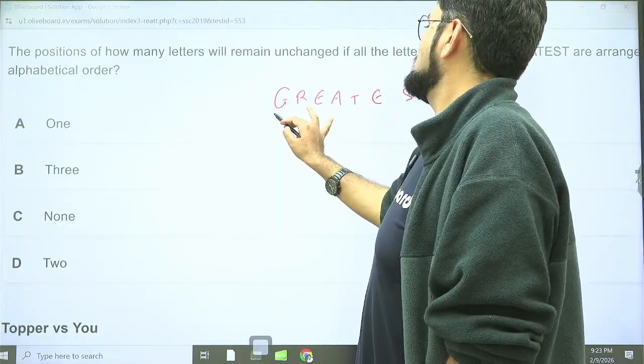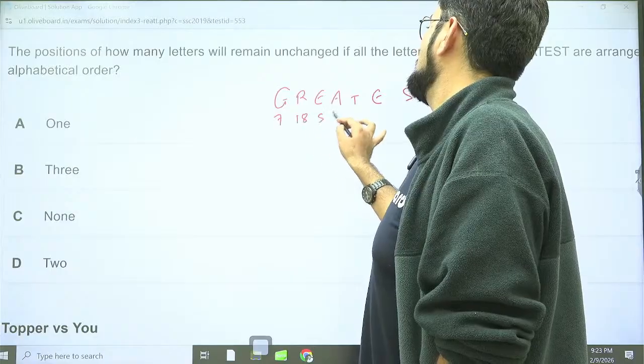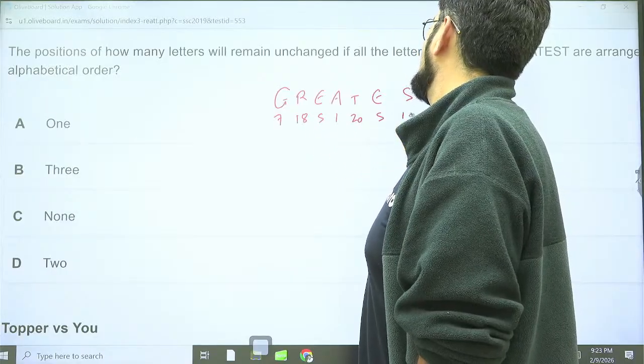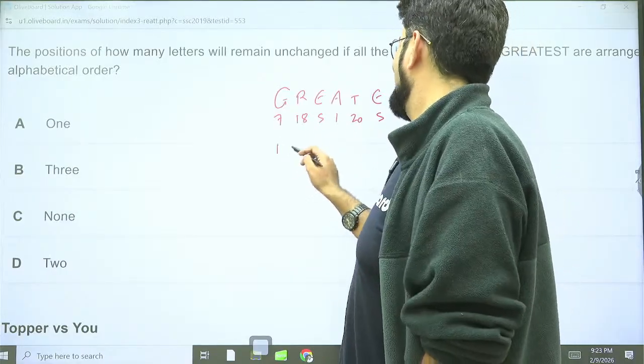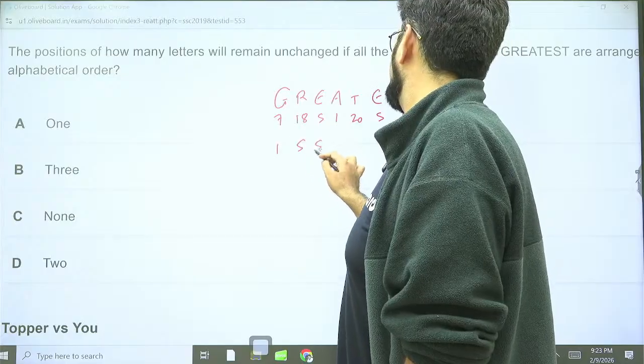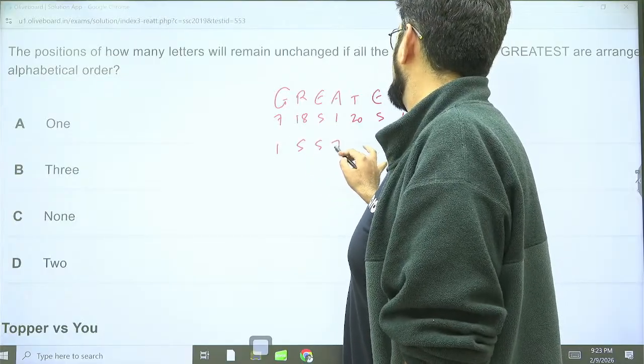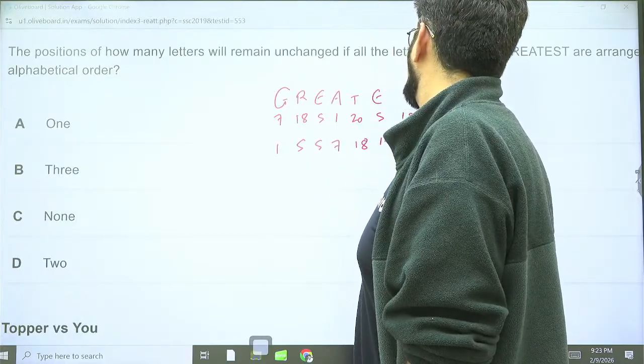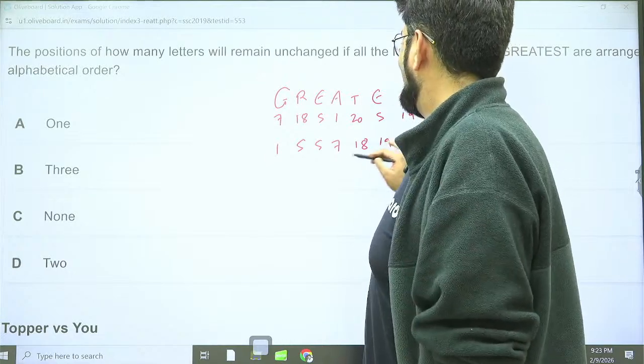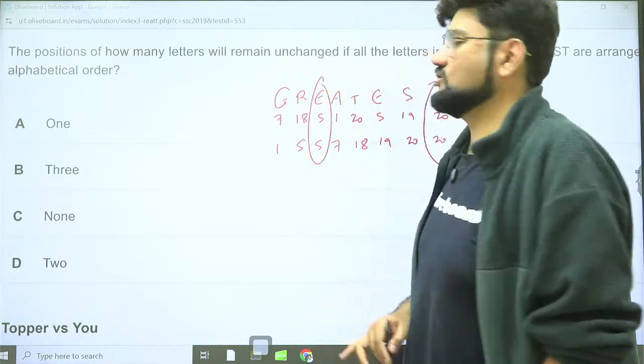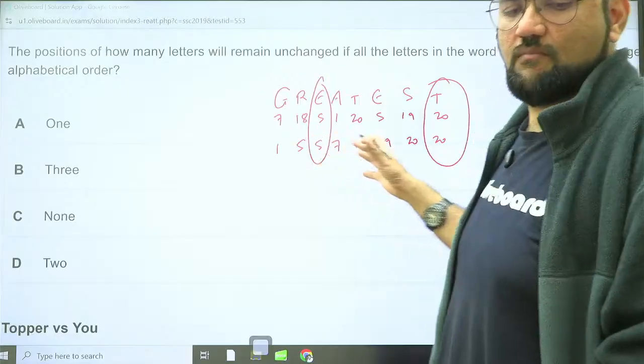then number it. So this is 7, 18, 5, 1, 20, 5, 19, 20. Now start with 1, 1, 5, 5. Then we have 7, 18, 19, 20, 20. So we have 1 here and 1 here. That's it. Only 2 letters not changing their places, because arranging numbers is always easier.